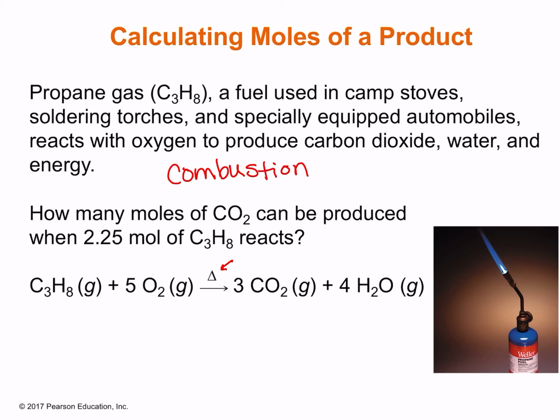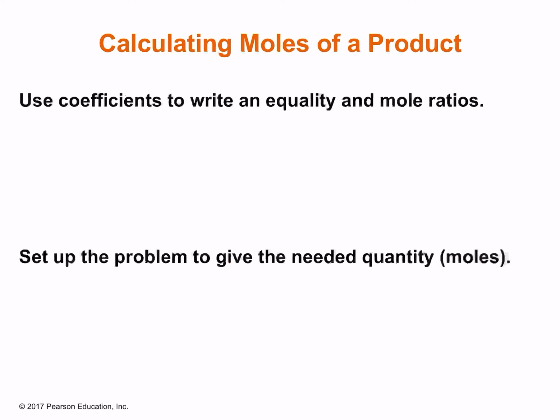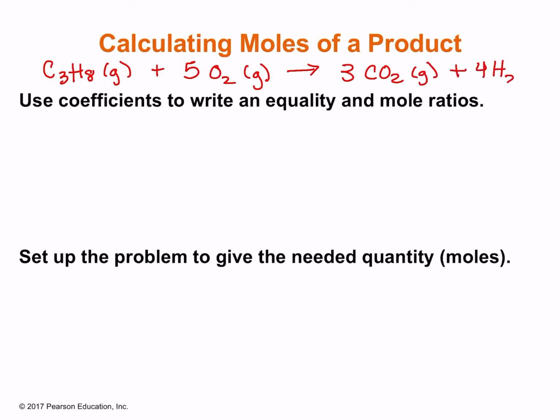Because it's burning. So it asks how many moles of carbon dioxide can be produced when 2.25 moles of methane reacts. Okay, so I'm going to go ahead and carry this over. I'm going to write the problem, and I'm going to write the balanced equation up at the top so that we have it on this page. C3H8 reacts with 5O2 to produce 3 CO2 and 4 H2O. So that's the balanced equation. I just grabbed that off the last page.